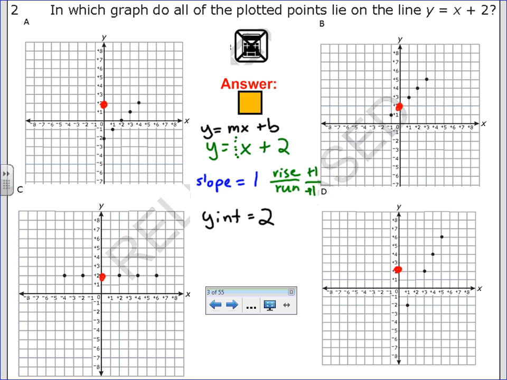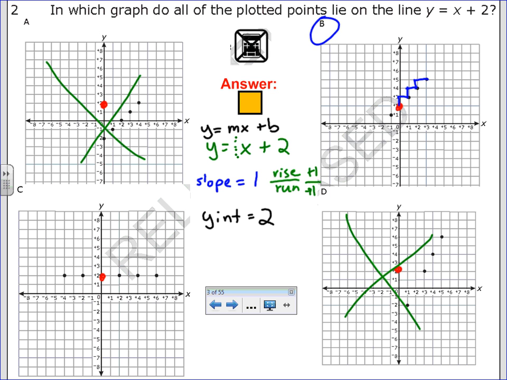So we can go ahead and mark out A, because that doesn't have a y-intercept of 2. C does, we'll leave that. B does, we can leave that. D does not. There's not a point here, so those 2 are out. Now I need to find one that has a slope of positive 1, which is this one.